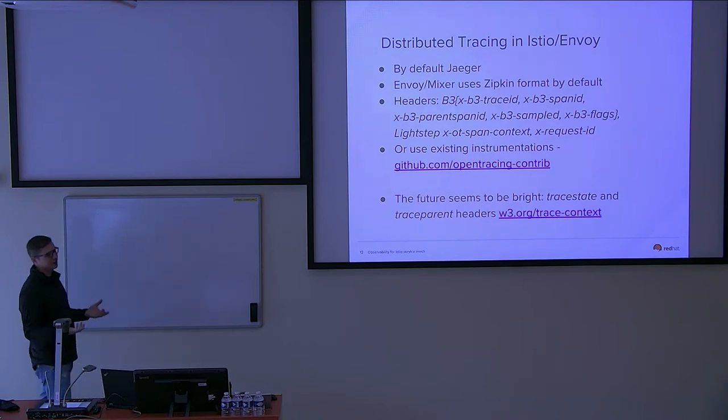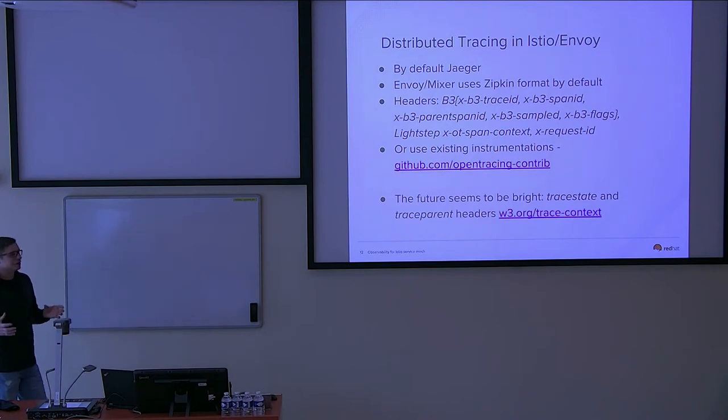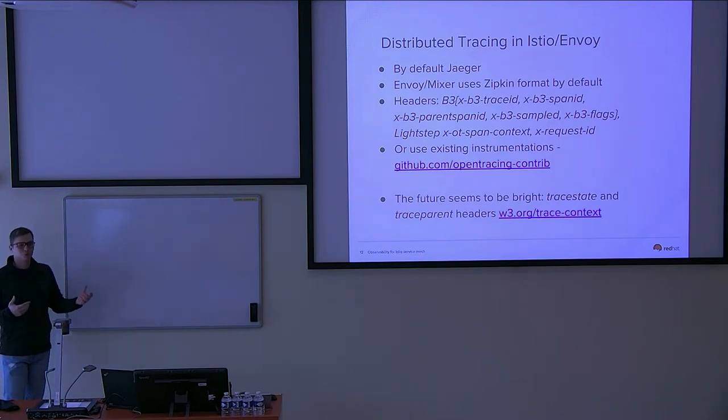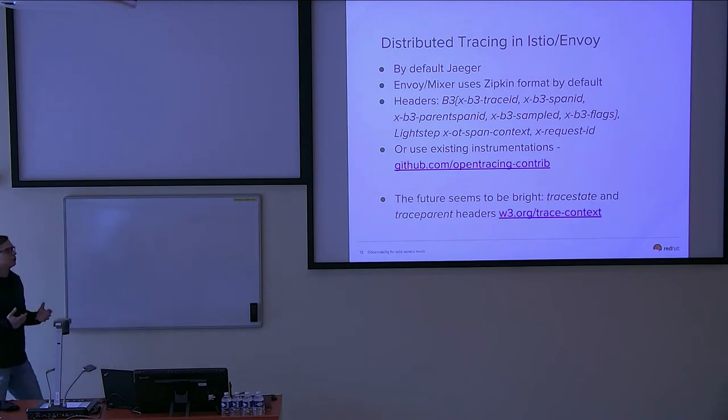So my recommendation, context propagation can be very tricky. And my recommendation is that you can use any tracing instrumentation to propagate the context for you. Maybe you can use something like OpenTracing Contrib, which has a lot of instrumentations for various frameworks. And if you plug them in and use a tracer, then you don't have to care about propagating those headers.